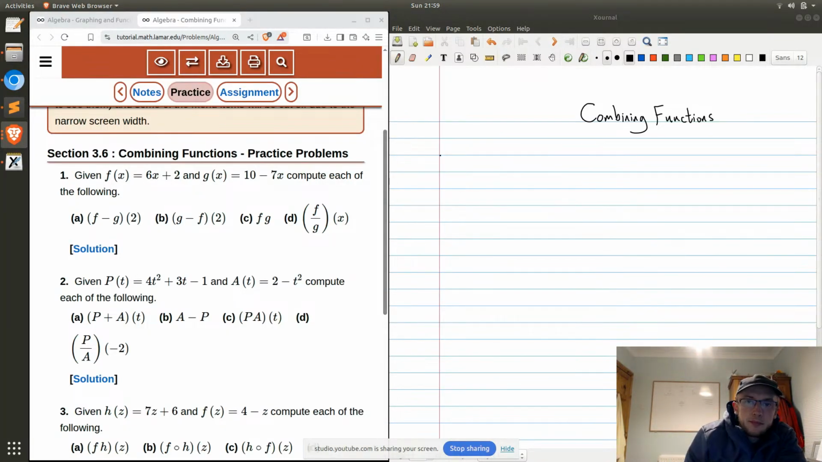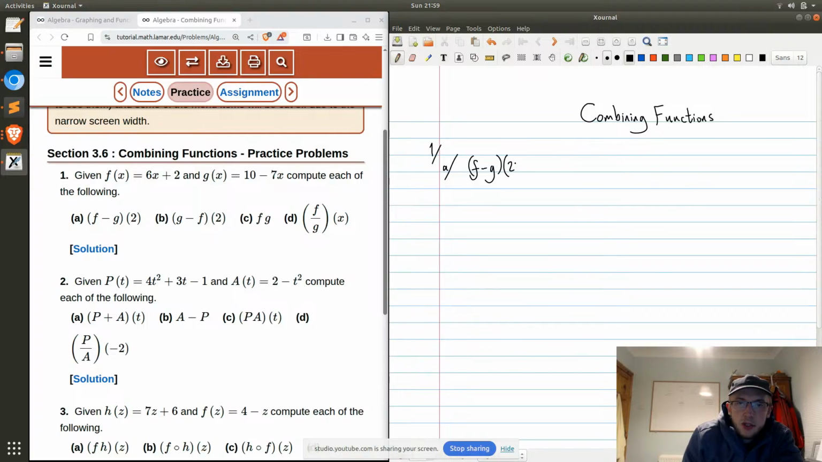Now, for problem 1, we are provided with a pair of linear functions. f is the linear function 6x plus 2, and g is the linear function 10 minus 7x. And we are to compute (f minus g) of 2. So how do we do this? (f minus g) of 2 is f of 2 minus g of 2.